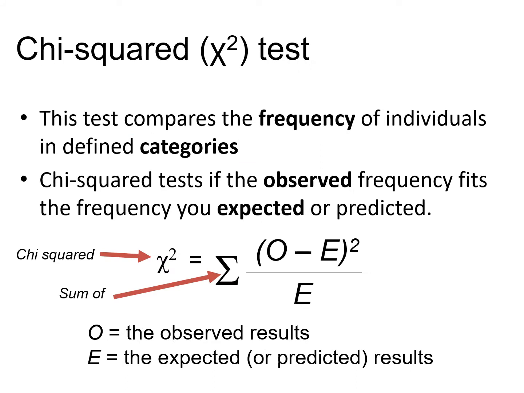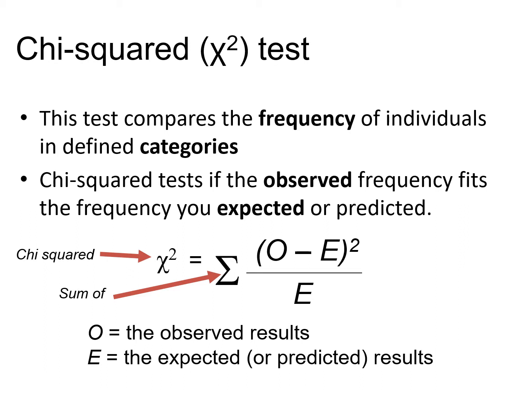The chi-square test is a test of the frequency of individuals in defined categories. What that means is it looks at how many things you find in each different category in a particular set of data, hence we talk about categoric data. The actual equation itself is written out as chi-squared equals the sum of O minus E squared over E. And we're going to look at some specific calculations later on where we're going to go through those particular numbers.